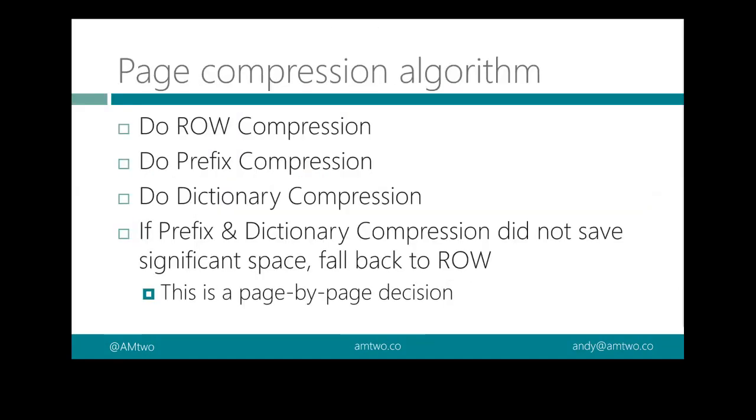So page compression does row compression, prefix compression, dictionary compression. And here's the twist. This is the first time I've mentioned this. If prefix compression and dictionary compression do not save a significant amount of space, fall back and just save a row compressed version. And it does this page by page. So each page in an index, you might have thousands of pages or millions of pages. Some of them may be saved as row compressed. Some may be saved as page compressed.